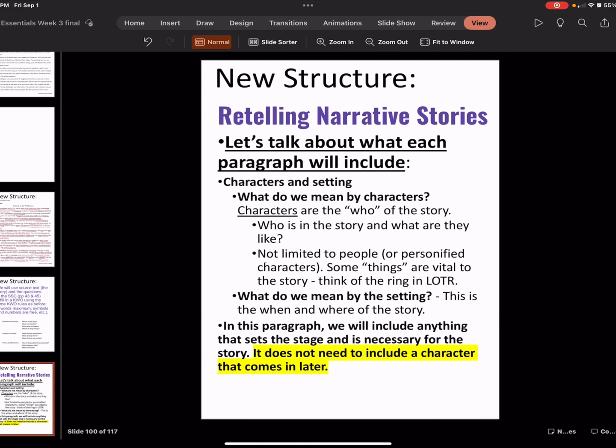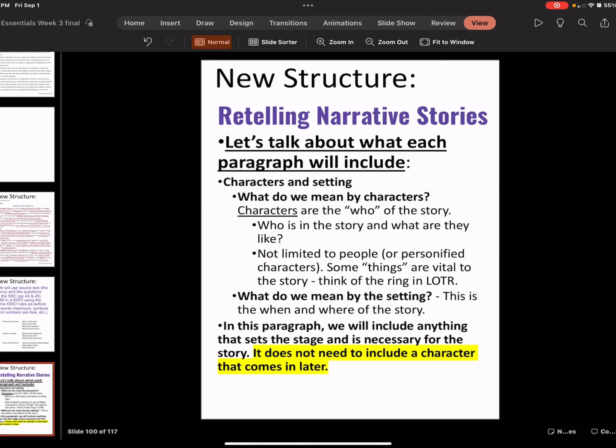In this paragraph, or in this keyword outline, we will include anything that sets the stage and is necessary for the story. It does not need to include a character that comes in later. So if you see a new character in paragraph 10 or paragraph 5 or whatever from your source text, you would not need to include that character in the first keyword outline.